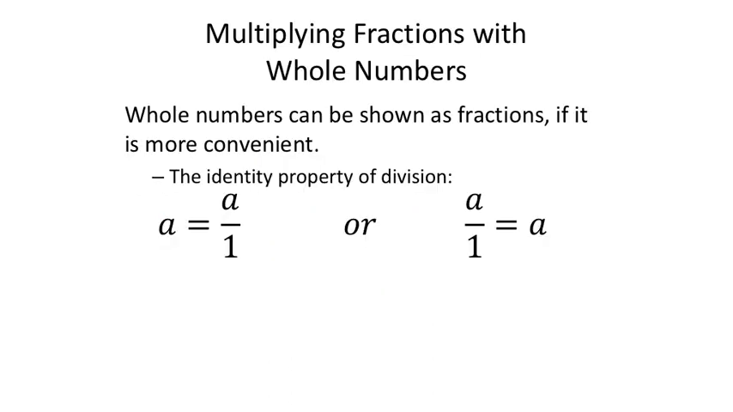All right, multiplying fractions with whole numbers. Now, this is abstract, so it has letters. But the A could represent any number. For example, if you had like a 5, right? 5 could just be written as 5 over 1. Or maybe it was even a negative, like a -7, right?